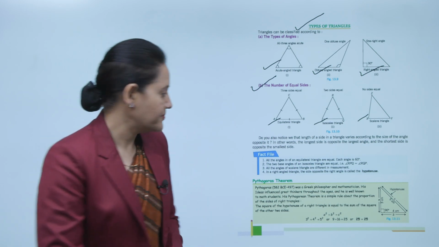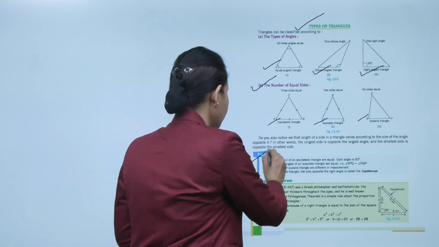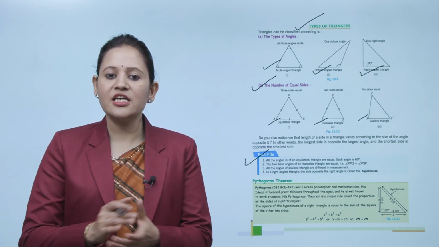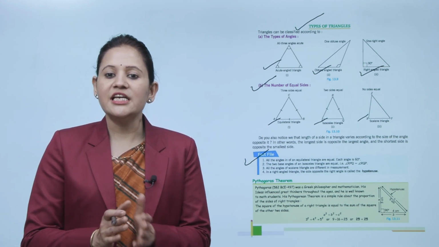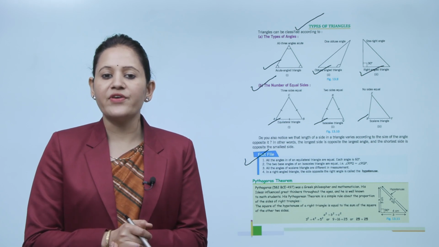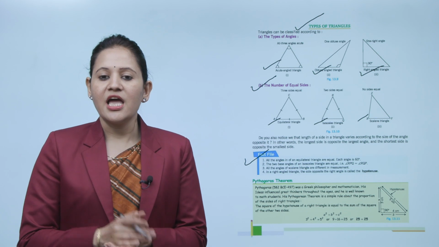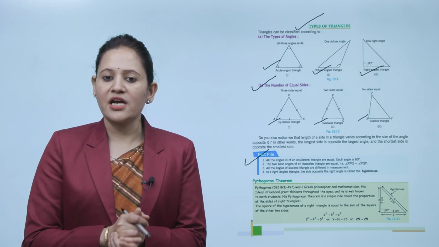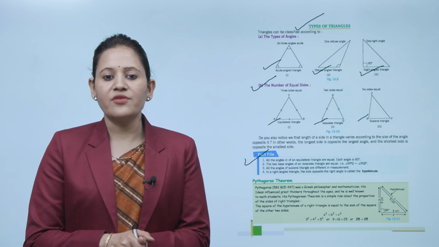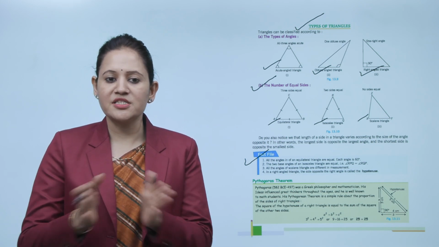Next is the fact file. All the angles in an equilateral triangle are equal, each angle being 60 degrees. The 2 base angles of an isosceles triangle are equal: angle RPQ equals angle RQP. All the angles of a scalene triangle are different in measurement.